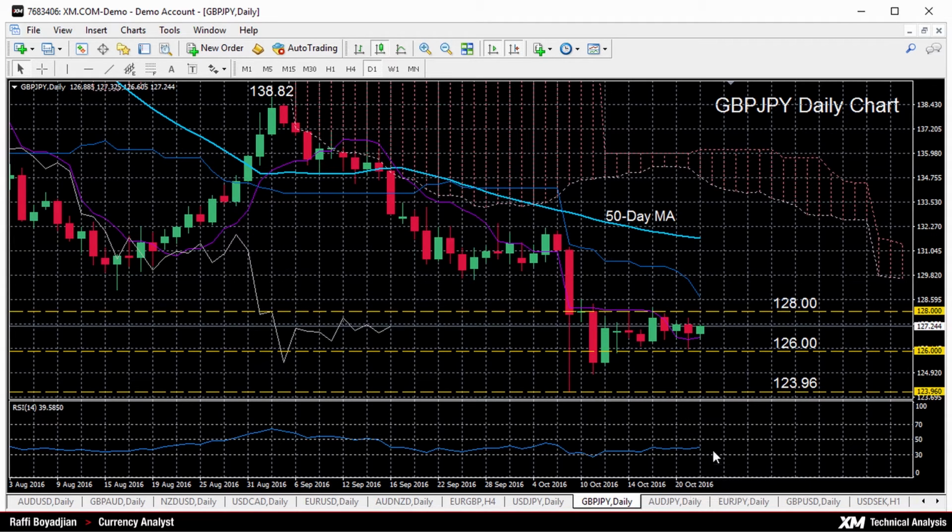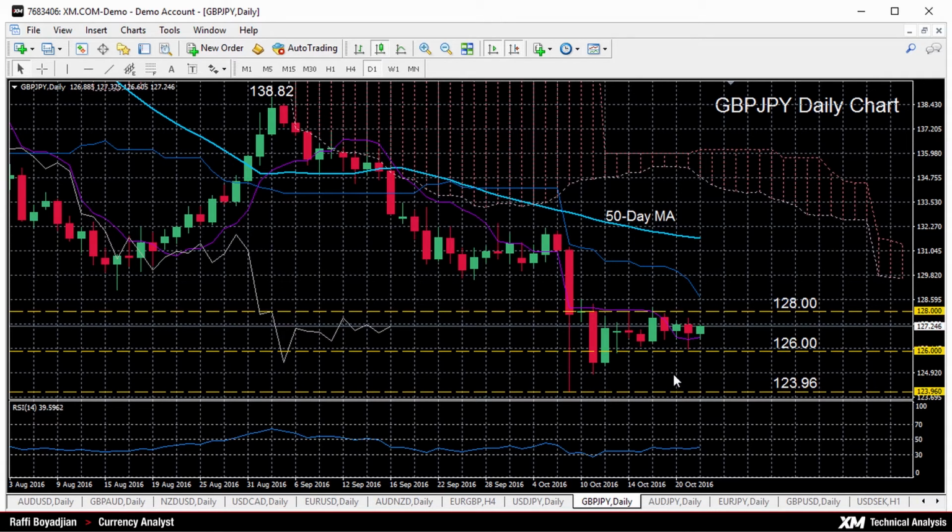RSI is flat but has been stuck below 50 since mid-September, while prices have fallen deeper below the Ichimoku cloud and the moving averages. The bearish bias is underlined by the negatively aligned Tenkan-sen and Kijun-sen lines. The nearest key support is the 126 handle, which, if breached, could lead to renewed sell-off towards the October 7 low of 123.96 and potentially towards fresh 4-year lows.